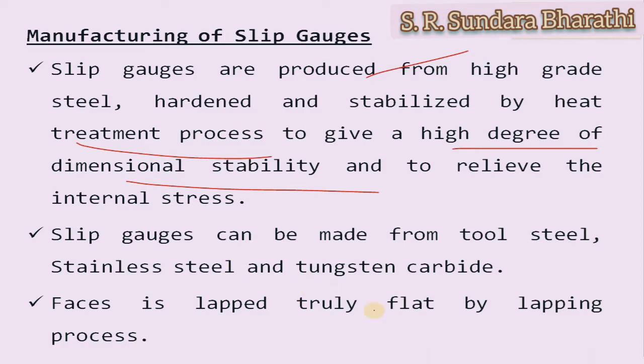Slip gauges can be made from tool steel, stainless steel and tungsten carbide. The faces are lapped truly flat by the lapping process, which is a surface finishing process. Once machining is over, the lapping process is involved. Only then do we get a good surface finish on the slip gauge faces.